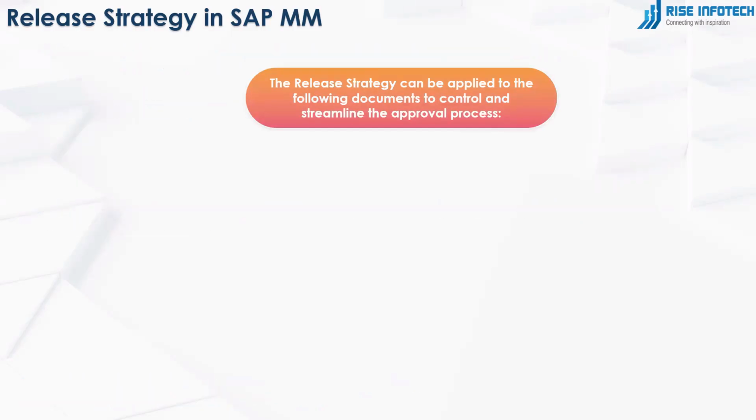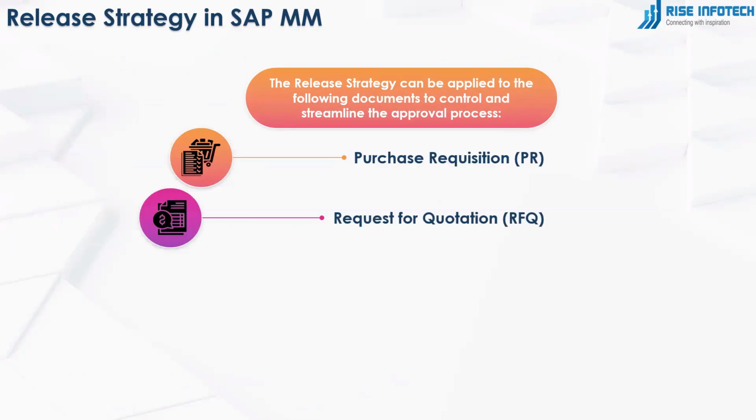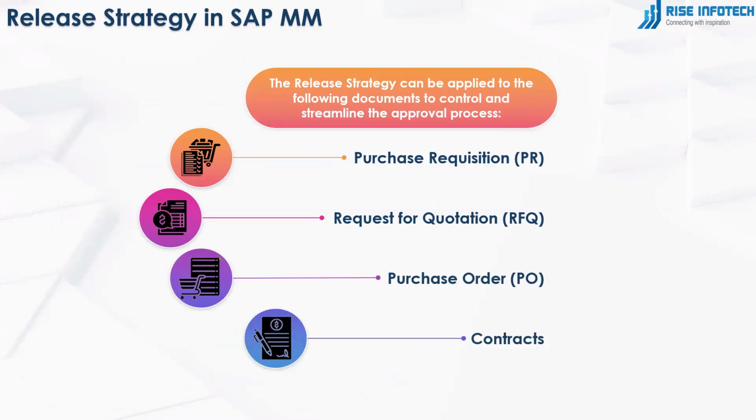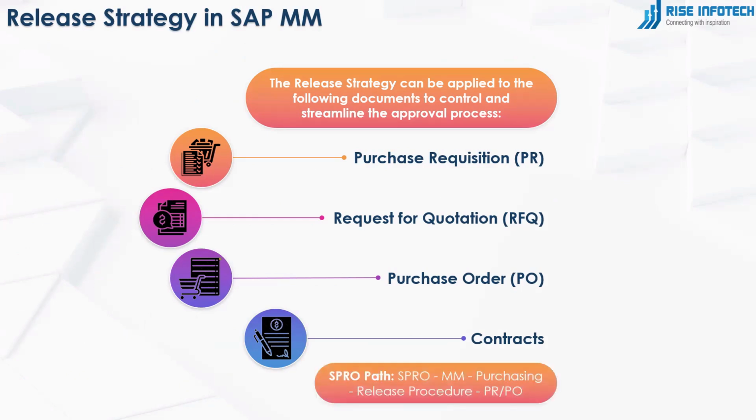The release strategy can be applied to several documents to control and streamline the approval process. First is purchase requisition, second is request for quotation, next is purchase order, and contracts. These are the four purchase related documents to which the release strategy can be applied and implemented. And the SPRO path for the release strategy is SPRO, Materials Management, Purchasing, Release Procedure.